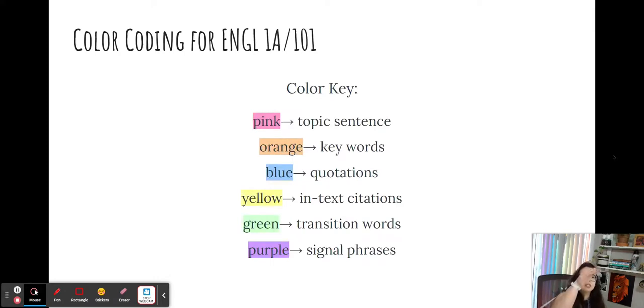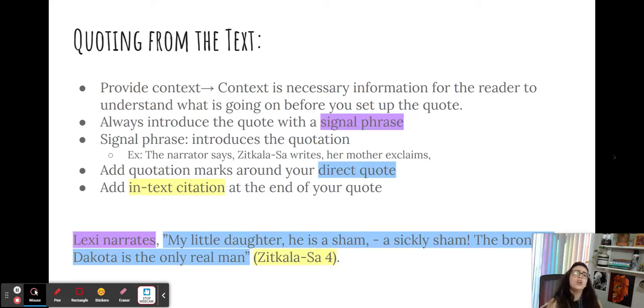Alrighty, and I am using this color code just so you know, so you can kind of understand what I'm highlighting here. So when we're quoting from the text, we want to provide context. Context is basically necessary information for the reader to understand what's going on before you set up the quote, which is basically where in the text is this happening, right?